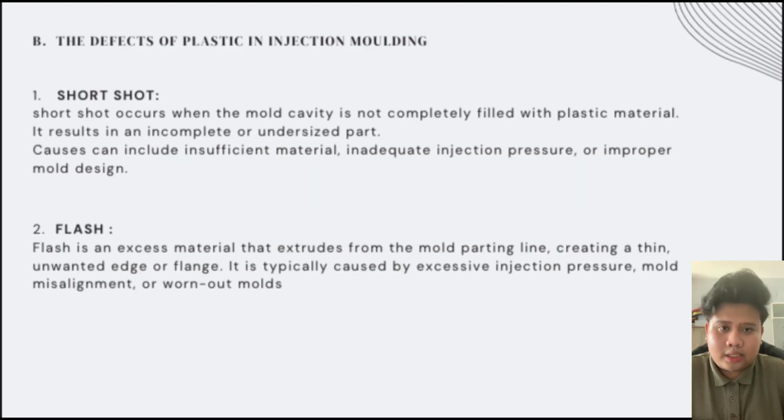The defects of plastic injection molding. First, short shot occurs when the mold cavity is not completely filled with plastic material. It results in an incomplete or undersized part. Causes can include insufficient material, inadequate injection pressure, or improper mold design. Number 2, flash. Flash is excess material that extrudes from the mold parting line, creating a thin, unwanted edge or flange. It is typically caused by excessive injection pressure, mold misalignment, or worn mold.